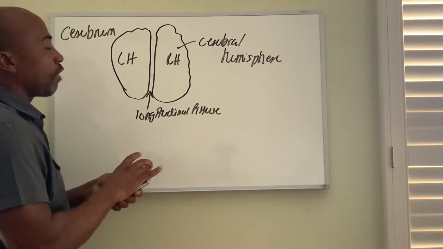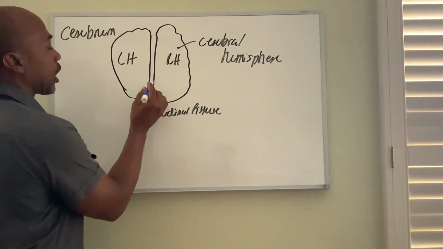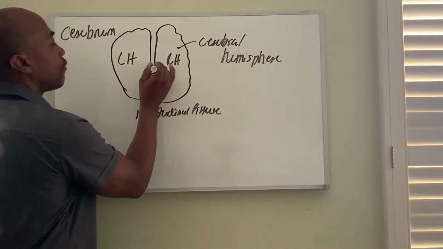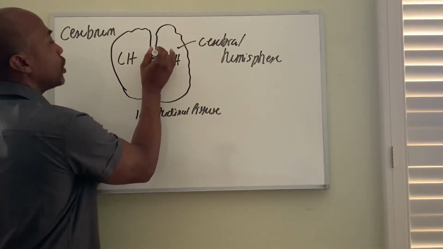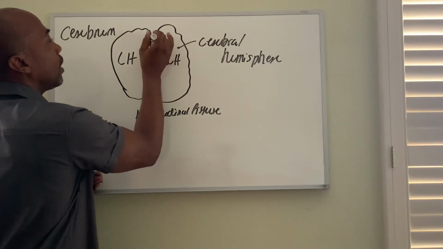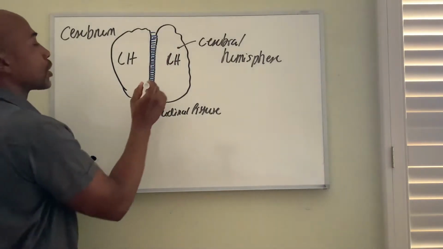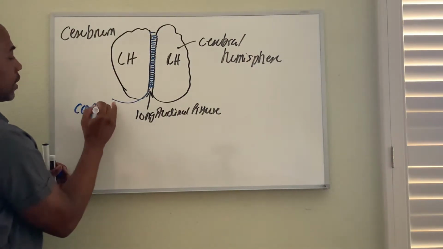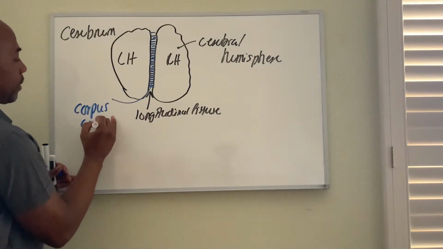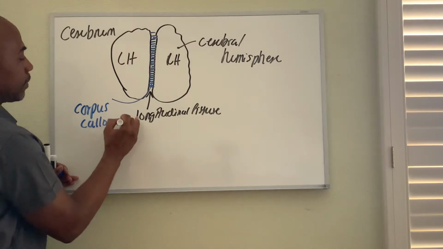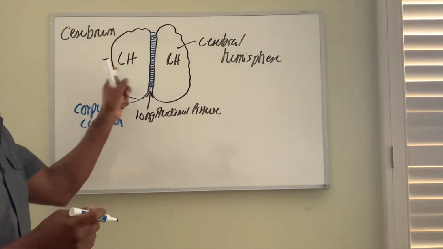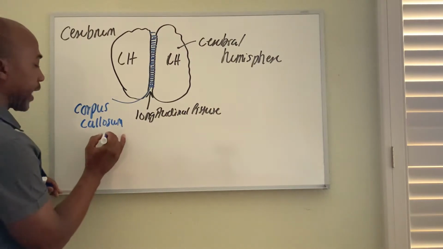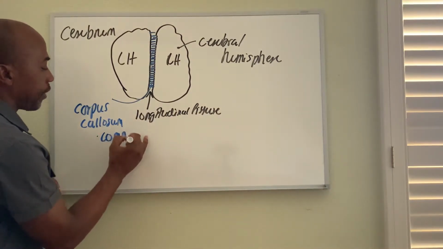And so those commissural axons that cross over from left to right form a bundle that we call your corpus callosum. So the corpus callosum connects the right and left halves of the cerebrum. These are examples of, again, your commissural fibers.